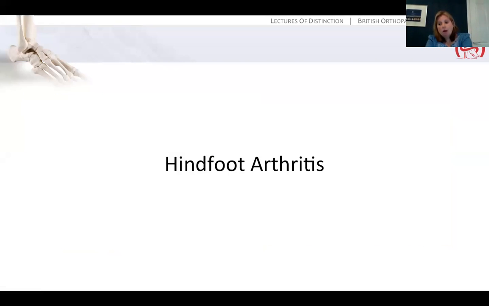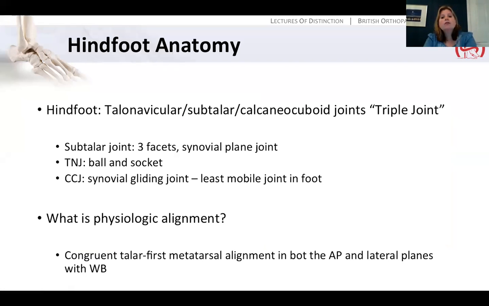So that was a tour of the midfoot, and we're just going to talk a little bit more, probably for about another 10 minutes, just on hindfoot arthritis and some of the key points to bring out which are relevant there for your learning. So we've talked about the hindfoot essentially being the triple joint, okay? So it's subtalar, talonavicular, and calcaneocuboid. The subtalar joint has the three facets, posterior, middle, and anterior.